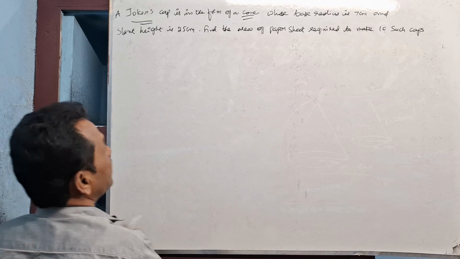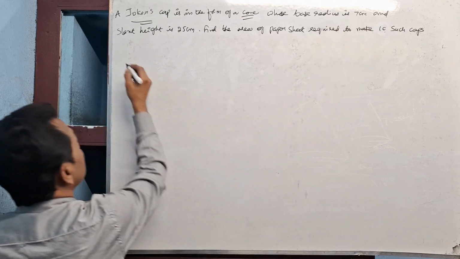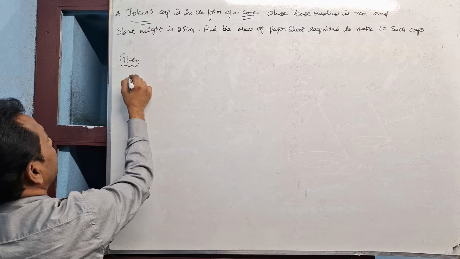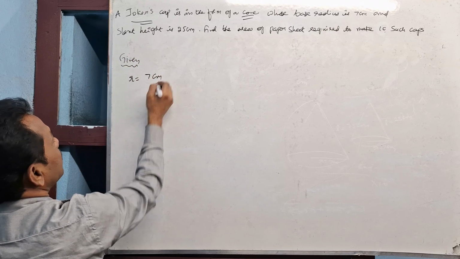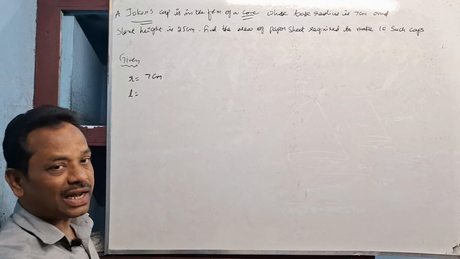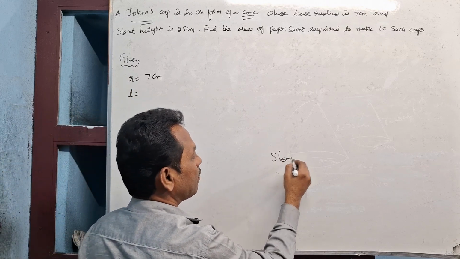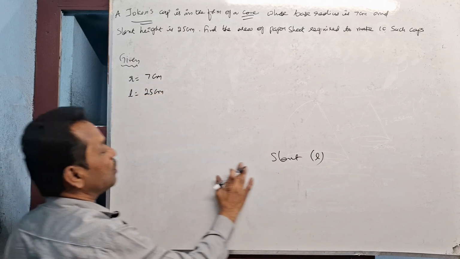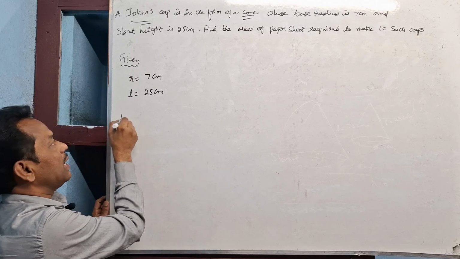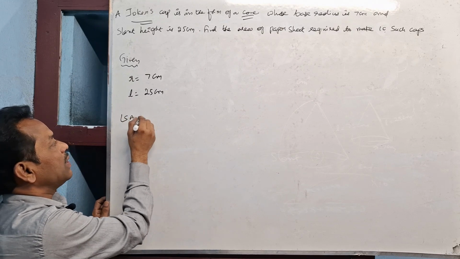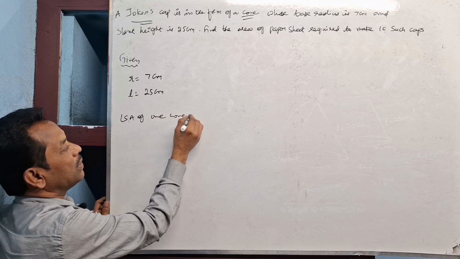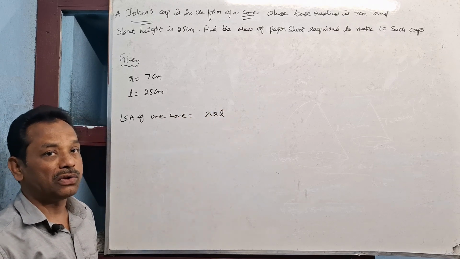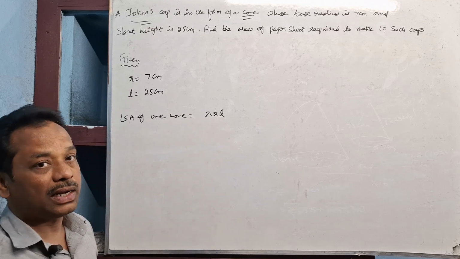Now in this question, it is given that radius is 7 centimeters. So let me take given radius equal to 7 centimeters and slant height, nothing but L. So L equals the given 25 centimeters. So let me find one LSA. So LSA of one cone equals, the formula is pi r l. We use this formula to find the LSA of a cone.